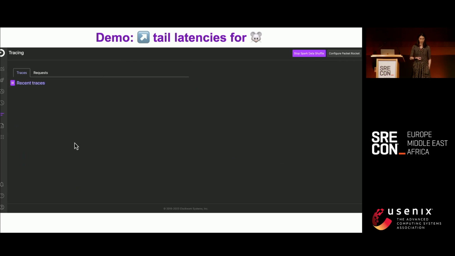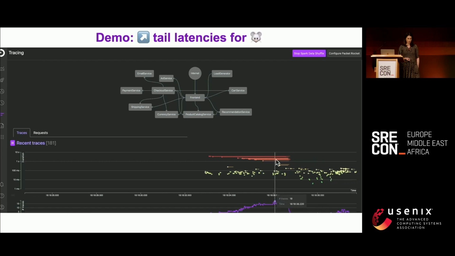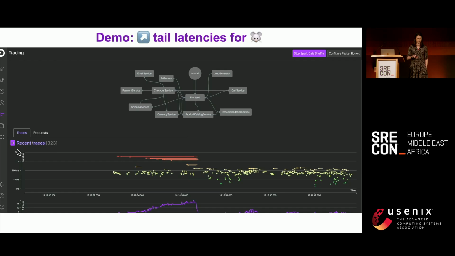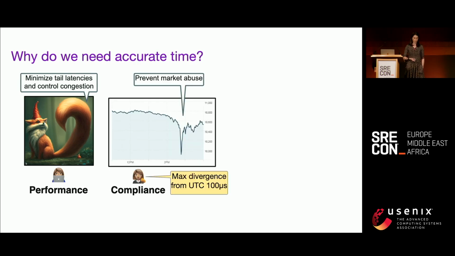And I'm just going to refresh. And you can see those red and orange streaks, which are those increases in tail latencies for my mice workload. That's in about the 5 seconds range or so. So we need accurate time, just so we can minimize those tail latencies and we can control congestion for performance.